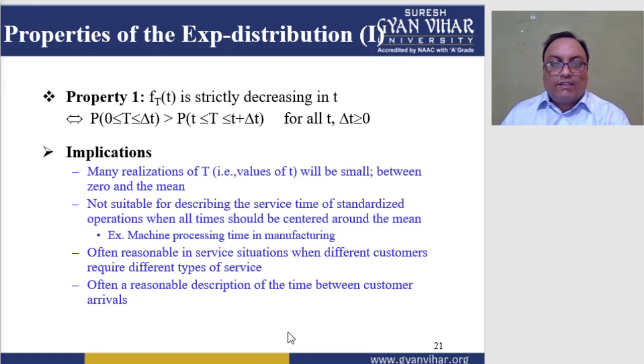Many realizations of t, that is the value of t, will be small, between 0 and the mean. It is not suitable for describing the service time of a standardized operation, when all times should be centered around the mean. Example, machine processing time in manufacturing. It is often reasonable in service situations when different customers require different types of service, and also a reasonable description of the time between customers' arrivals.